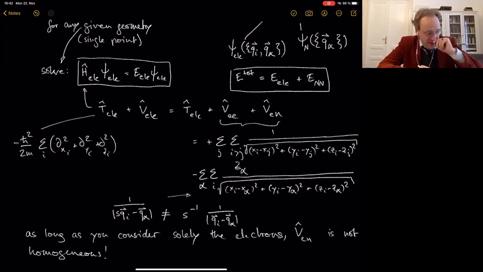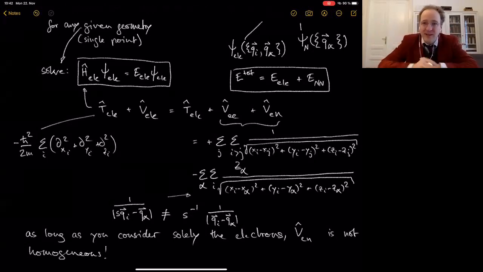So we didn't encounter this problem in the all-electron atom because there was only one nucleus, and so you could basically cheat and put the origin of your reference system onto this nucleus, and then you would only have the electron distance to that origin, right? And then it still works. But if you have multiple nuclei, you cannot factor it out like this.